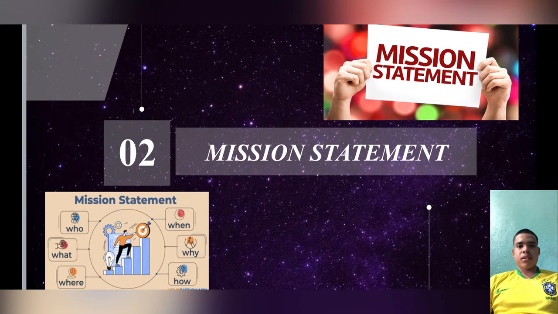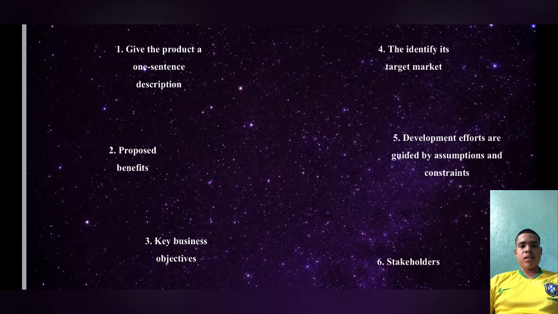Alright, next is mission statement. We have 6 key mission statements. First, give the product a one-sentence description. Second, propose benefits. Next, key business objectives. And then identify the target market. Develop the product as a guide by assumptions and constraints. And last, stakeholders.